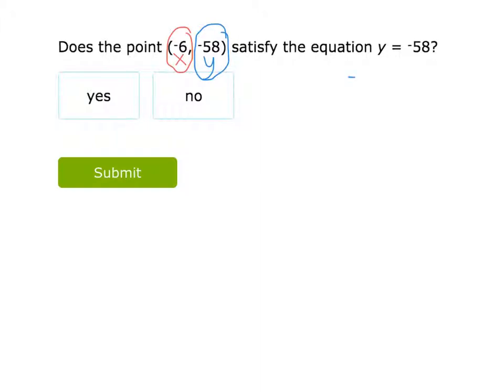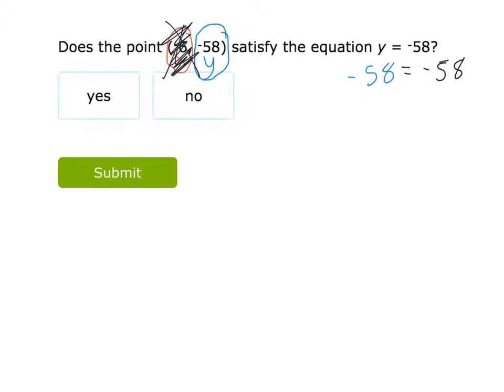Take a look at our equation. y equals negative 58. On this particular problem, if you take a look, the x value is not used. So we just have y equals negative 58. Again, the x value is not used, therefore we're not even worried about it. The negative 6 is not used at all, so we basically cross it out.